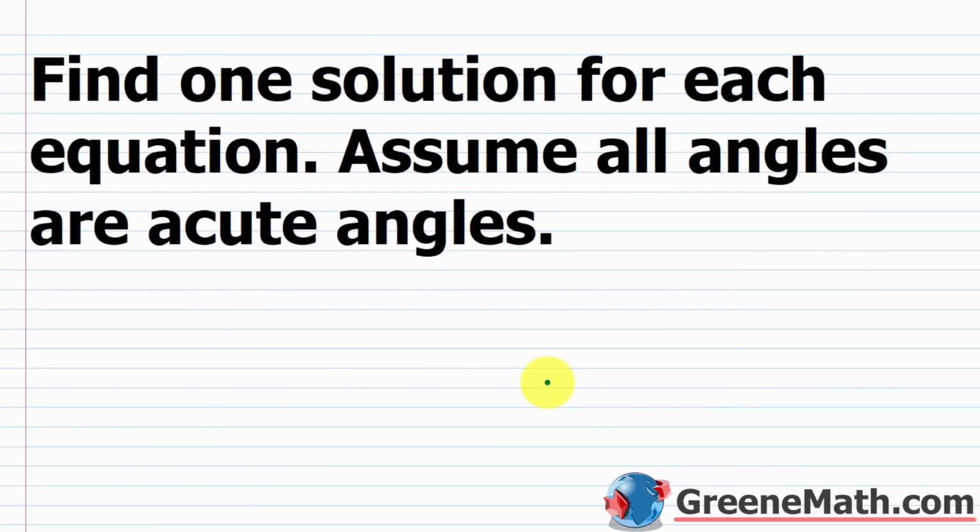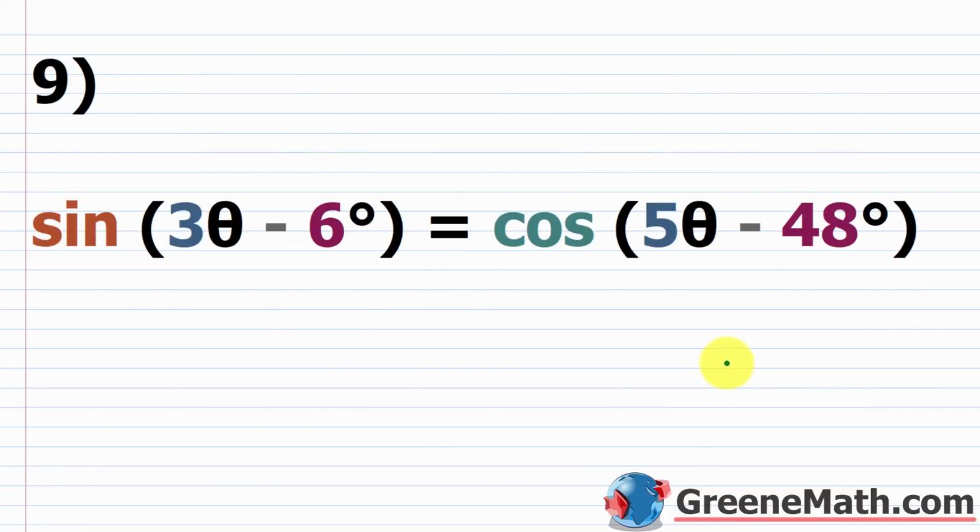All right, for the next two problems, we want to find one solution for each equation. Assume all angles are acute angles. All right, so looking at problem 9, we have this sine of 3 theta minus 6 degrees. This equals the cosine of 5 theta minus 48 degrees. Again, we want to figure out what is theta, okay?